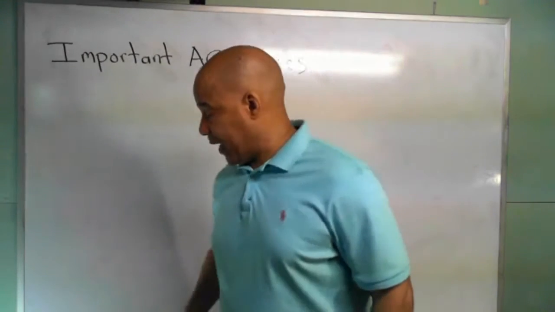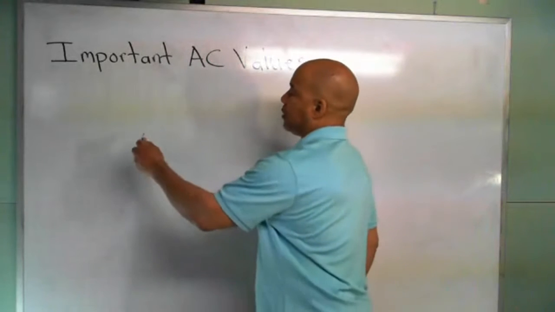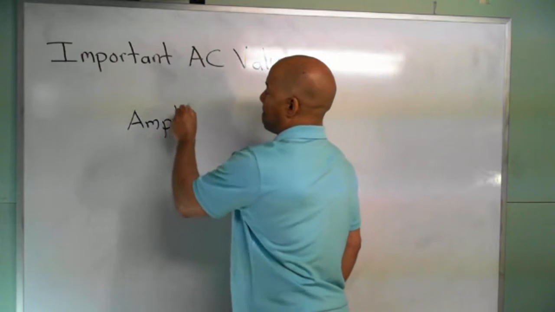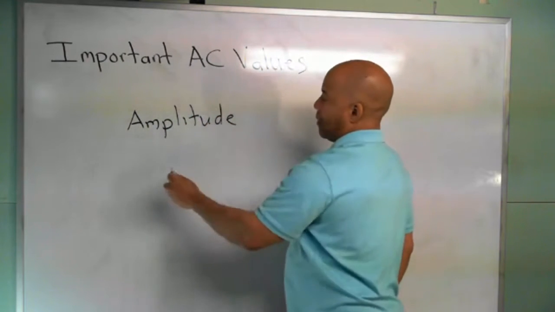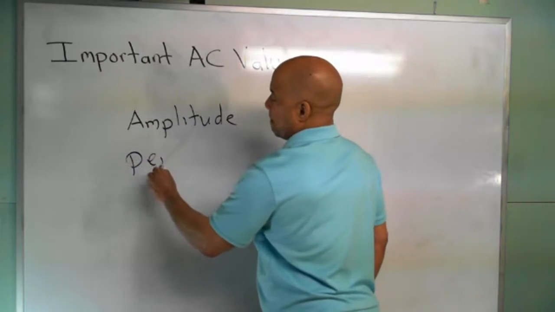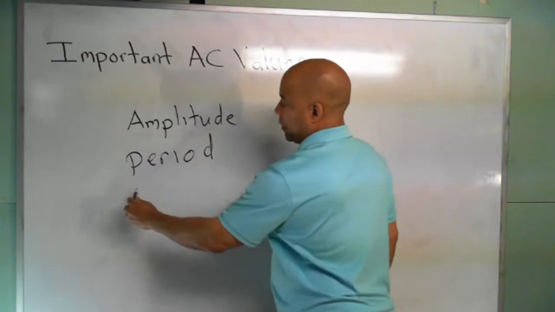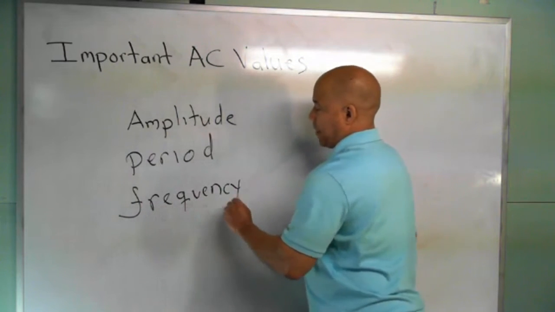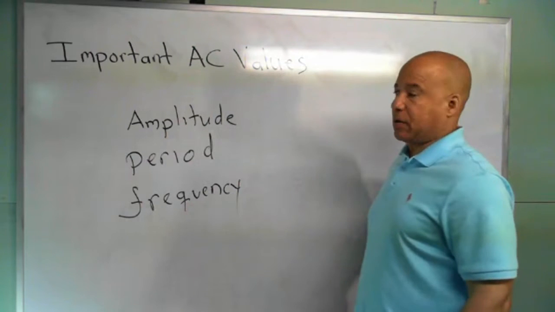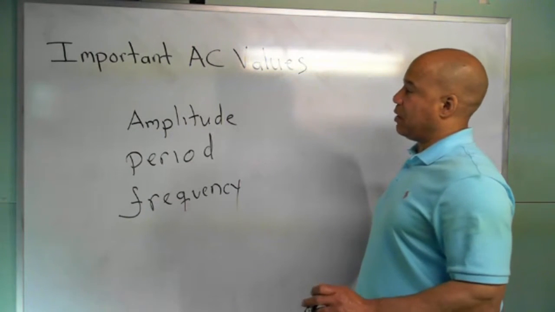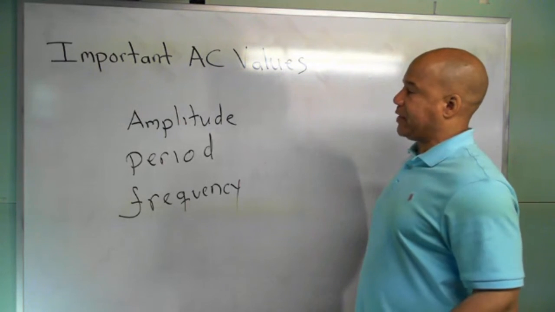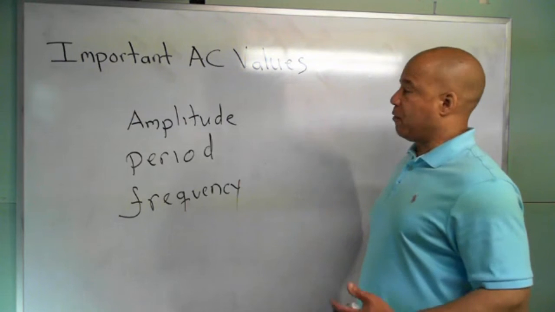Last time I introduced AC, alternating current, alternating voltage, and we talked about a couple terms. We talked about amplitude, we talked about period, we talked about frequency, as well as some other things. These are the big three. These are important concepts. What I want to do is review this quickly, and then talk about some important AC values for current and for voltage.